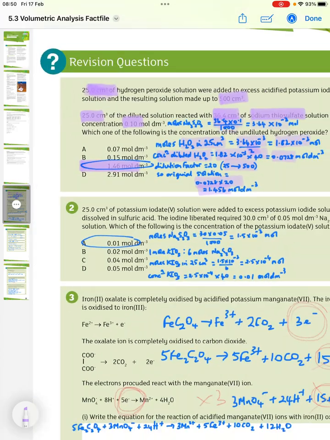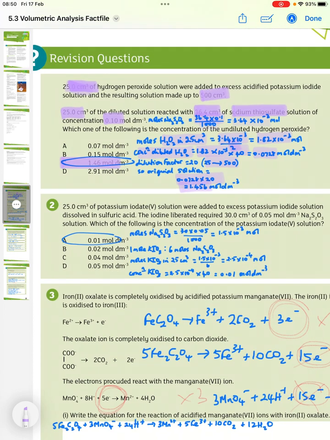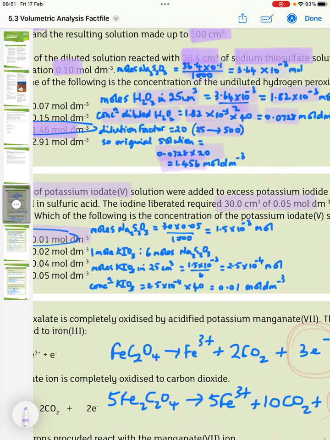The same with this one. So 25 cubic centimetres of potassium iodate 5 solution were added to excess potassium iodide solution dissolved in sulfuric acid. The iodine liberated required 30 cubic centimetres of 0.5 molar thiosulfate solution. Which of the following is the concentration of the potassium iodate solution? Well, again, the answer I'm going to tell you from the beginning is 0.01 moles per litre.